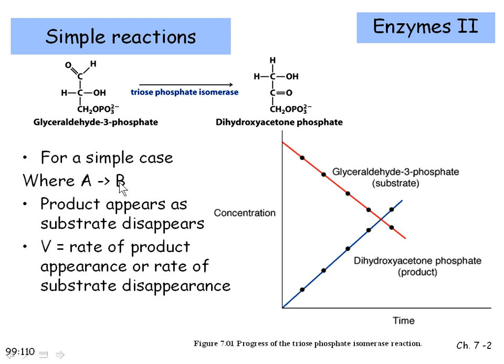And in a simple reaction where you have only a precursor and a product, then as the product appears, here's your straight line, the glyceraldehyde disappears. And we can call V the velocity of the reaction, the rate at which either this appears or that disappears. So we can speak of the rate of reaction. How fast it appears, how fast it disappears are both ways of looking at rate.